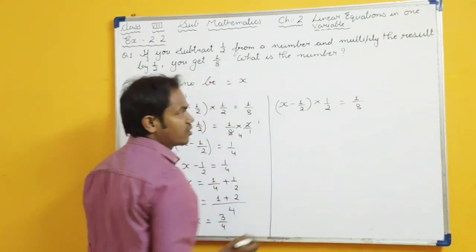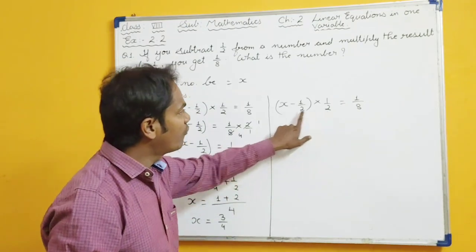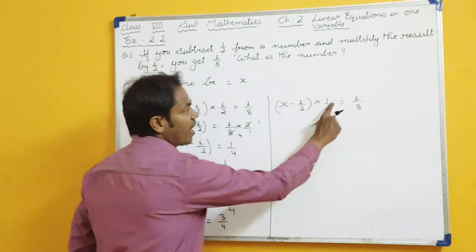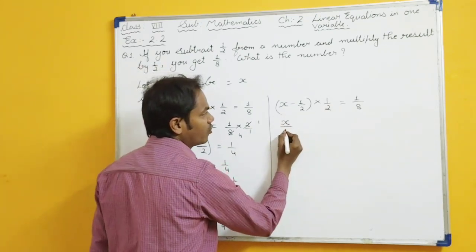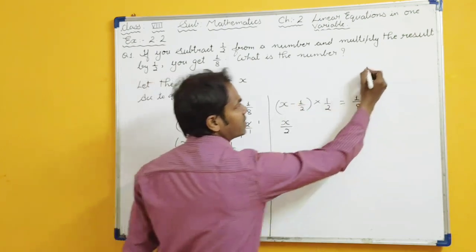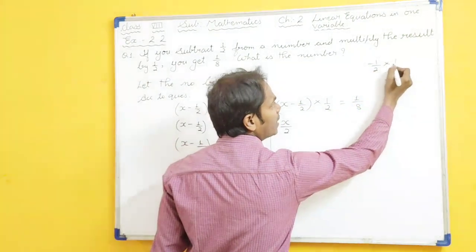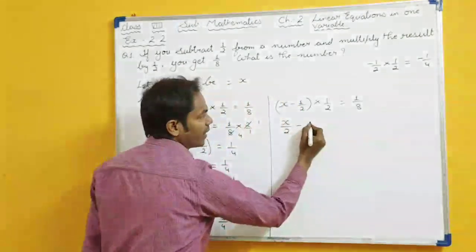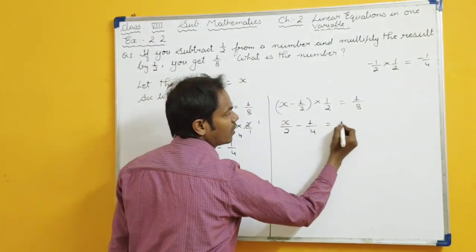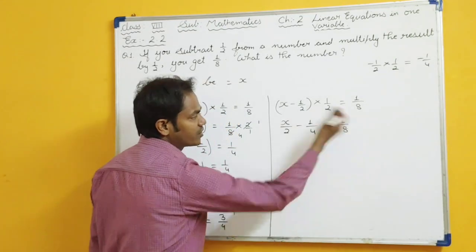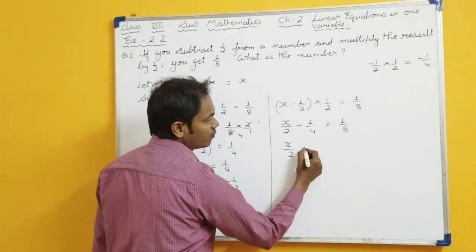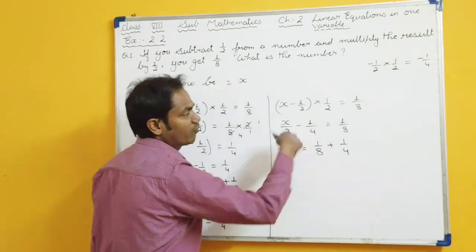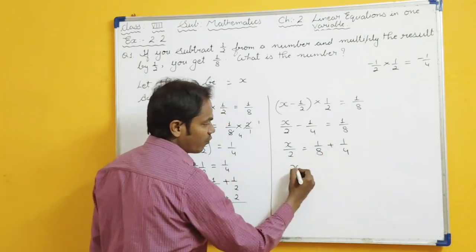I explained to you the distributivity property. Half multiplied by x and half multiplied by minus half. Half multiplied by x is x upon 2, and half multiplied by minus 1 upon 2 gives you minus 1 upon 4. So x upon 2 minus 1 upon 4 is equal to 1 upon 8. When I shift minus 1 upon 4 to the right hand side, it will become plus 1 upon 4.